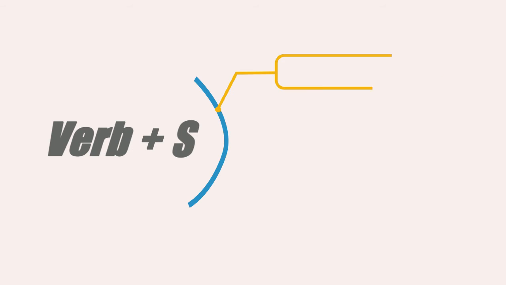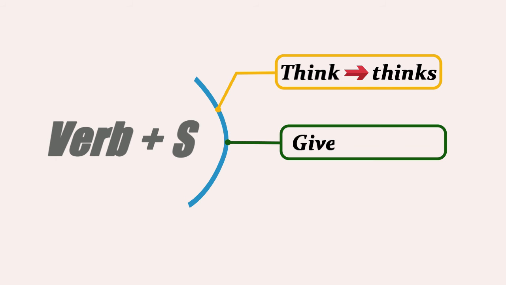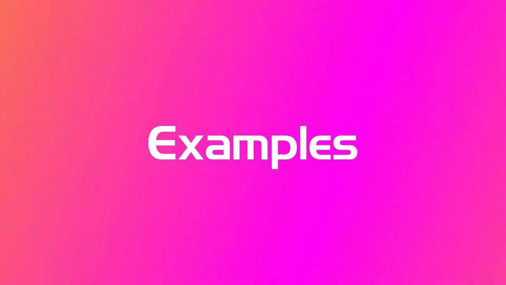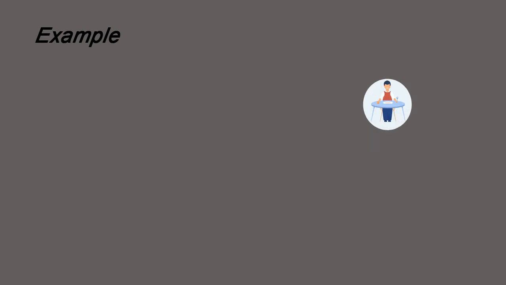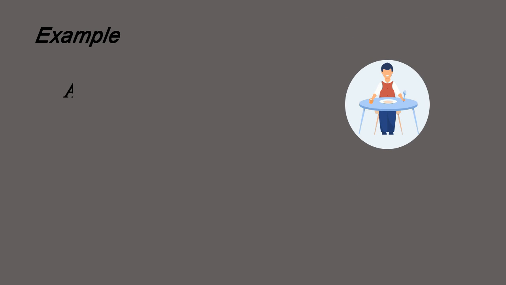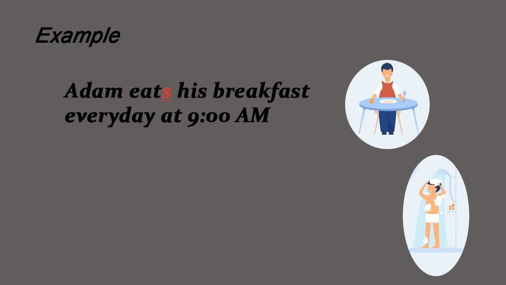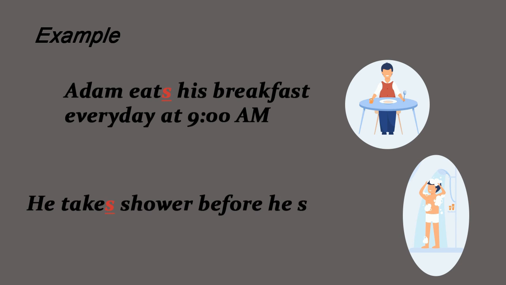Finally, verb plus s. For example here, as we can see, with think, I say thinks. Give, I say gives. Finally, with make, I say makes. So, for example, as we can see here, I say Adam eats his breakfast every day at 9 a.m. In the next example, I say he takes a shower before he sleeps.